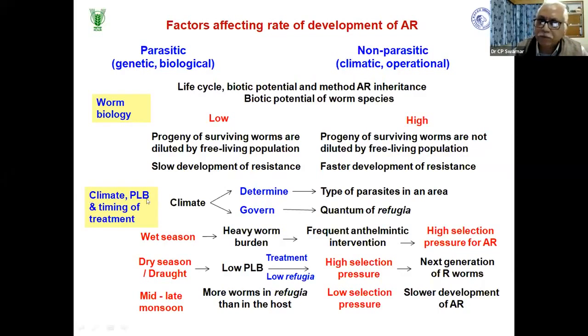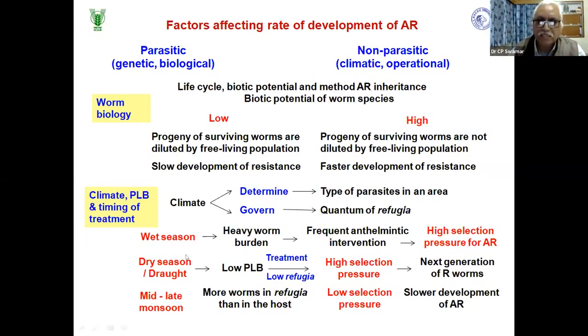Similarly, climate, partial larval build-up, and timing of treatment again affect the rate of development of anthelmintic resistance. If we give anthelmintic drenches during the wet season, when there is heavy worm burden, there is high selection pressure. If we go for frequent anthelmintic interventions, as we observe in practice, whenever there is onset of monsoon, there are recommendations like drenches at the start of monsoon, then mid-monsoon, then late monsoon. So we create high selection pressure for anthelmintic resistance.